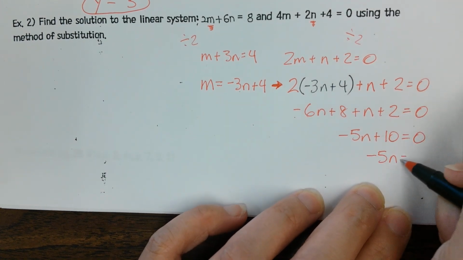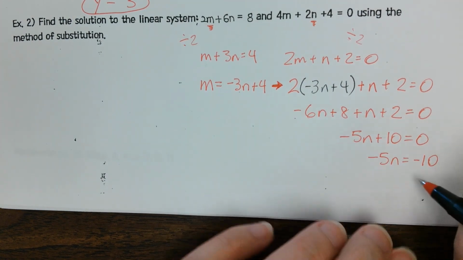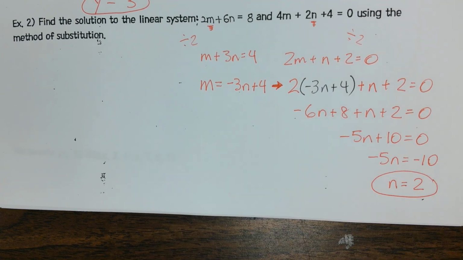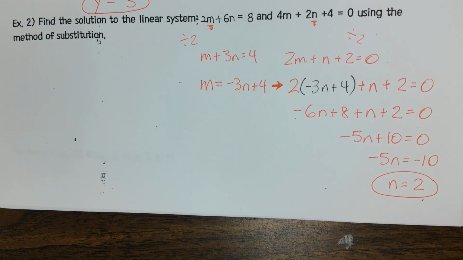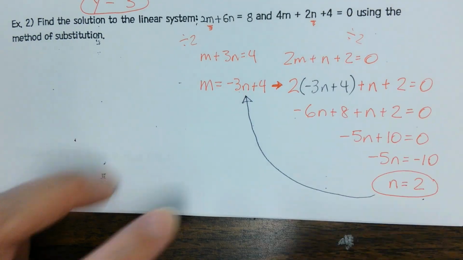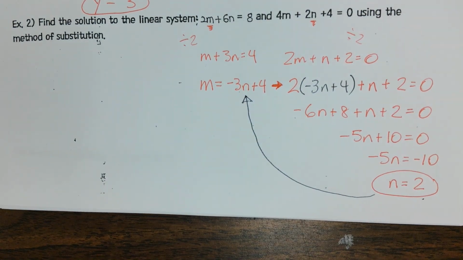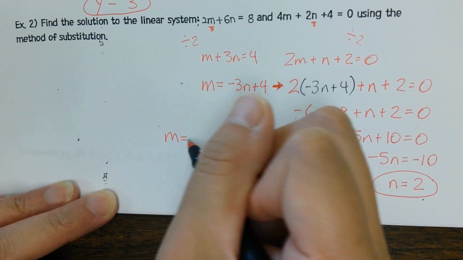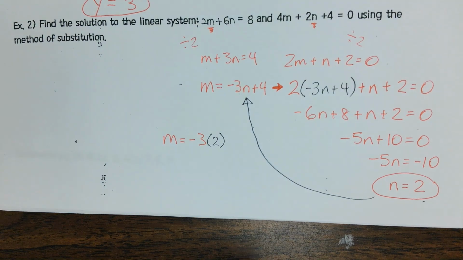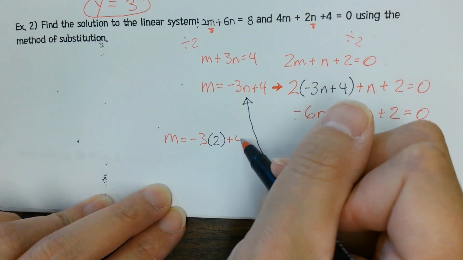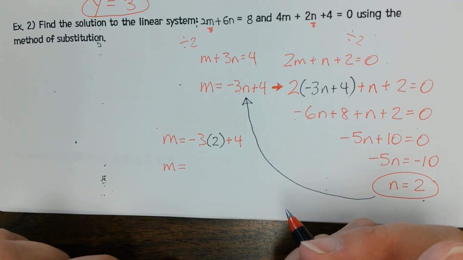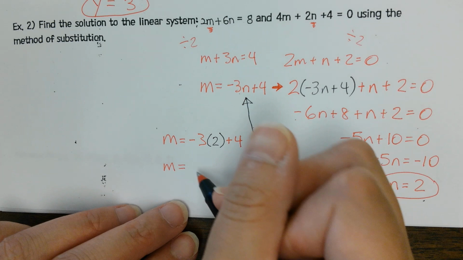Negative 5n equals negative 10 when I move it over. And when I divide negative 10 by negative 5, I get 2. Okay. Substitute this back into here, my step number 2. So m equals negative 3 bracket 2 plus 4. So m equals negative 6 plus 4, which is negative 2.